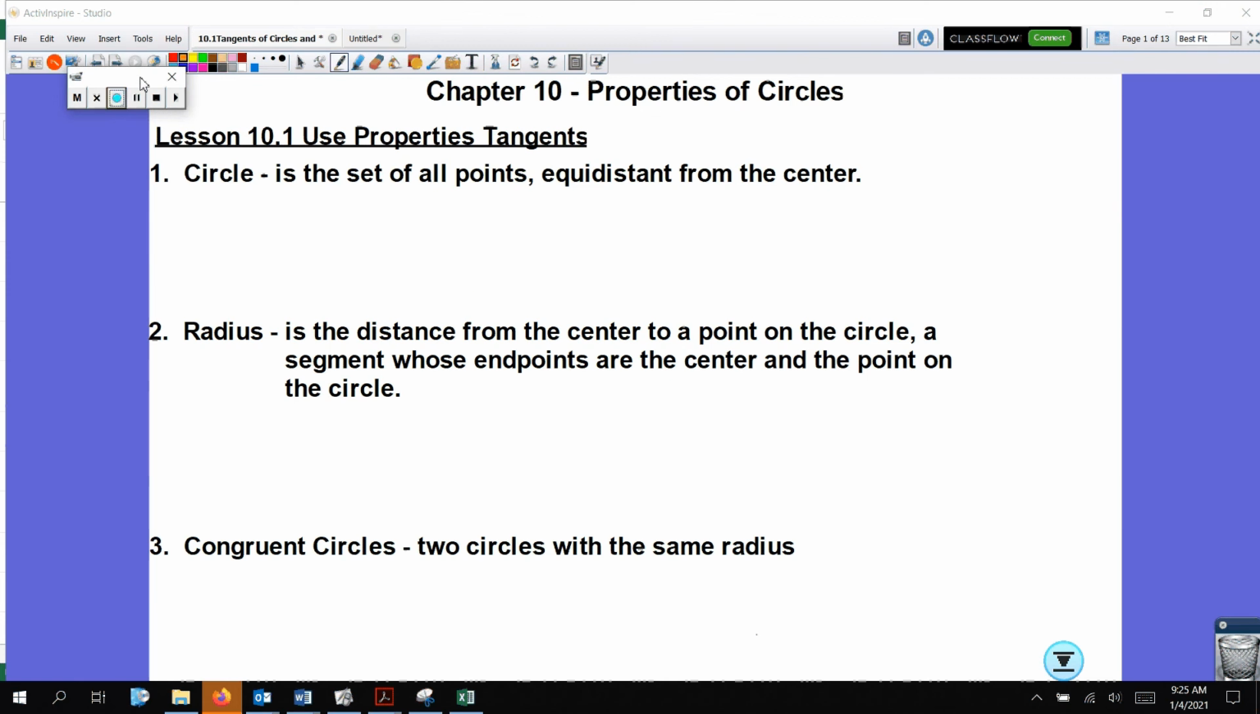All right, so today we're talking about chapter 10, or lesson 10.1, use properties of tangents. Chapter 10 is all about properties of circles, so it might be nice to have a little break. So here are some definitions.